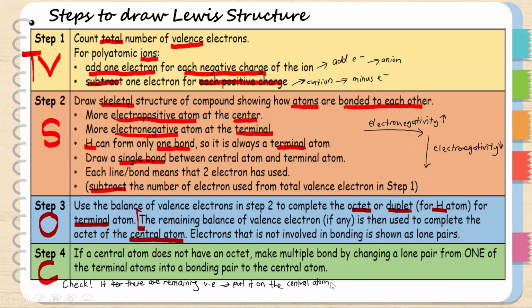But if there are no remaining valence electrons, what are we going to do? If there are no remaining valence electrons, you need to check whether the central atom is octet or not.